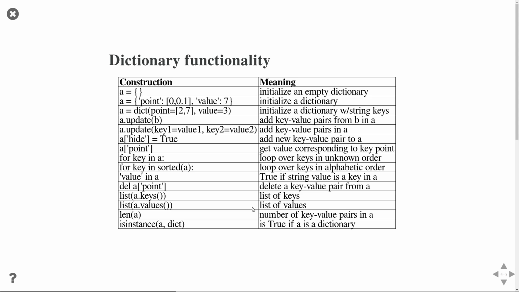Maybe something to point out, the rest works pretty much the same. Something that is quite useful if you want to loop through all the keys in a dictionary, you can use the for key in a command, where a is a dictionary. You can also get a list of keys by typing in a.keys(). So this will return a list with all the keys that you have in your dictionary. You can also get a list of all the values by typing in a.values(). So again, this will give you a list with all the values in a dictionary.